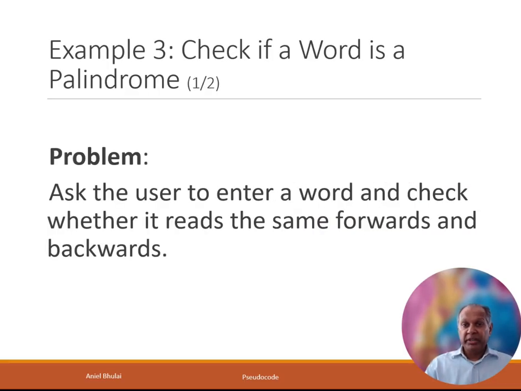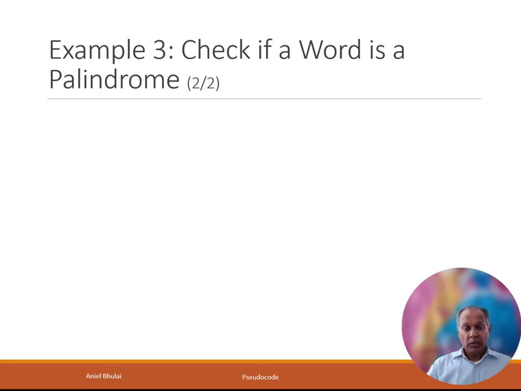Let's walk through a final example together. In this problem, we ask the user to enter a word. Then we check to see if the word is a palindrome. Remember that a palindrome is a word that reads forward and backwards the same, such as the words madam or rotator. Well, here is the pseudocode for this problem.